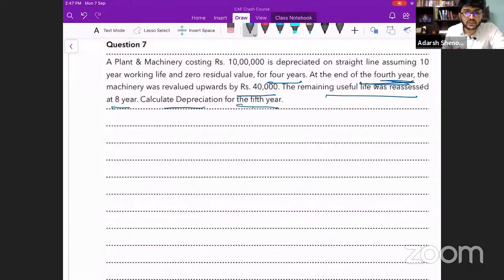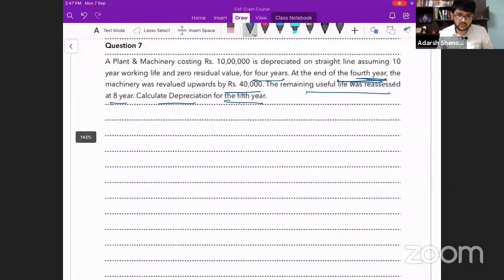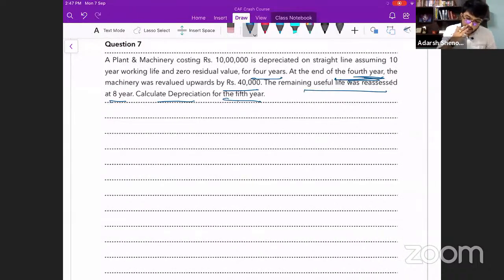Are you all with me? Can we do this problem together? Okay. Now, first tell me, how much is the depreciation for 4 years? Let us take it that for 4 years they have charged depreciation. What is the original depreciation? Depreciation per annum is equal to 10 lakh minus 0 divided by 10 years. How much do you get? 1 lakh.